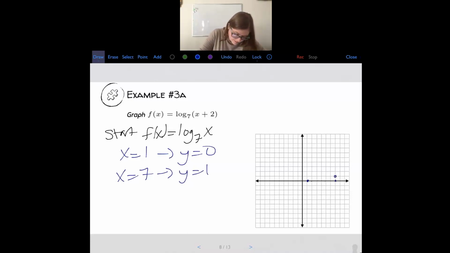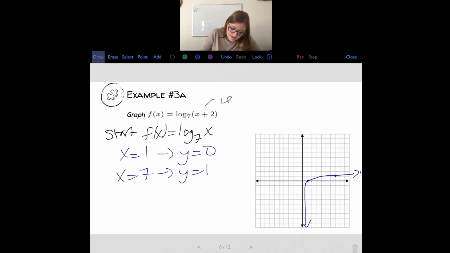7, 1, oops. And my vertical asymptote, so it gets really, really close to x is 0 as the graph goes down, but it never crosses it and it never touches it. Okay, so this is what my graph of log base 7 of x looks like.